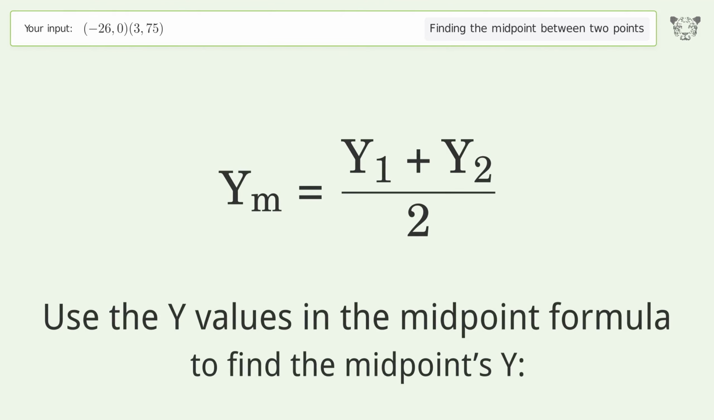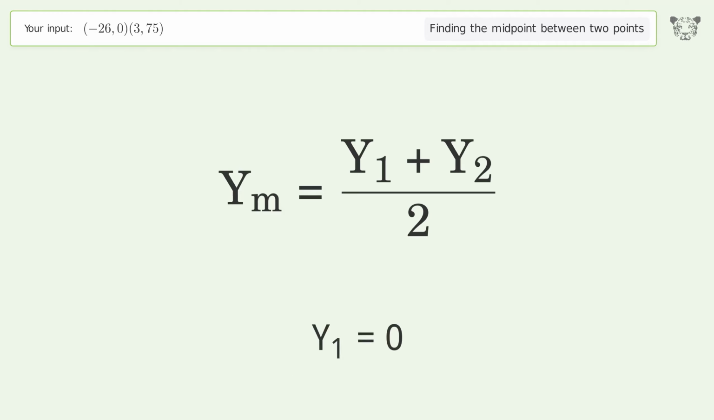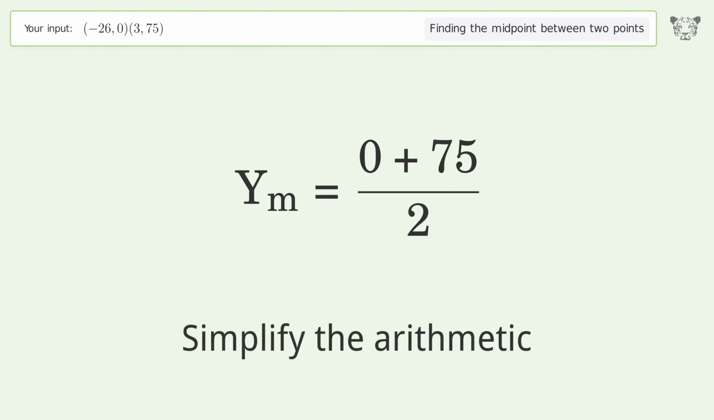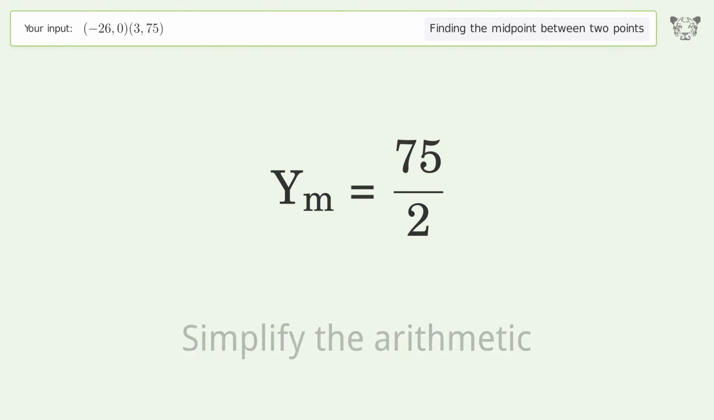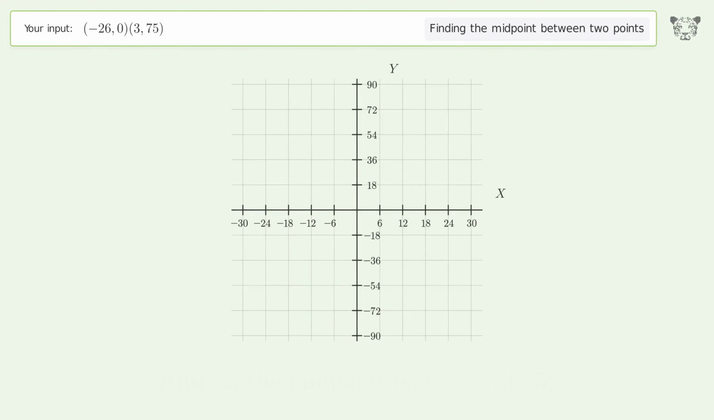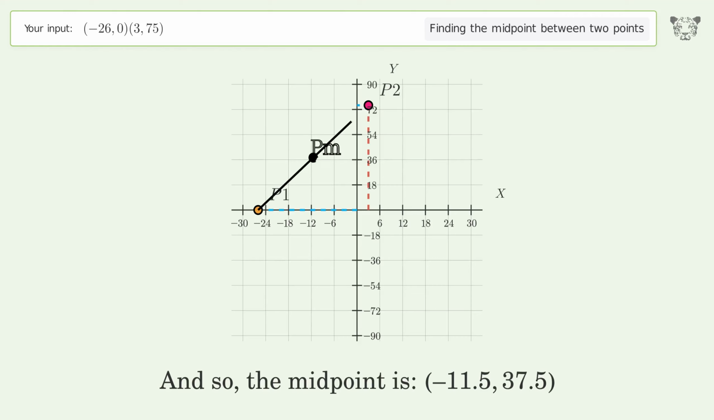Use the y values in the midpoint formula to find the midpoint's y. y1 equals 0. y2 equals 75. Simplify the arithmetic. And so, the midpoint is negative 11.5, 37.5.